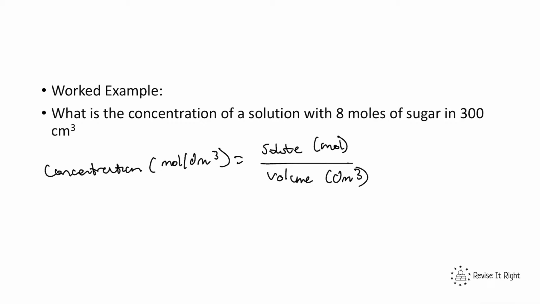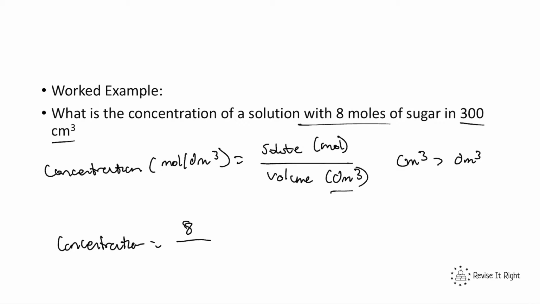So here again we're trying to work out the concentration, and we've got the solute, which is 8 moles, divided by the volume, which is 300, but we've got to be careful here because it's 300 centimeters cubed and we want decimeters cubed. So to get from centimeters cubed to decimeters cubed, you have to divide by 1,000. So 300 divided by 1,000 gives you 0.3, and that will now give you it in decimeters cubed.